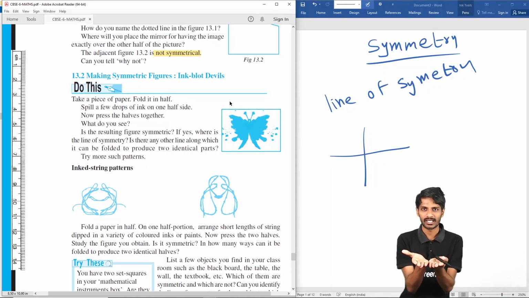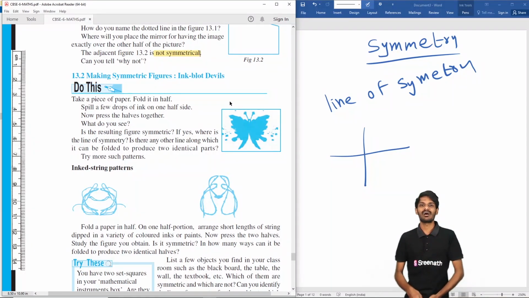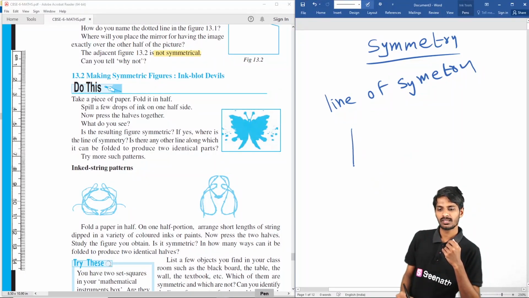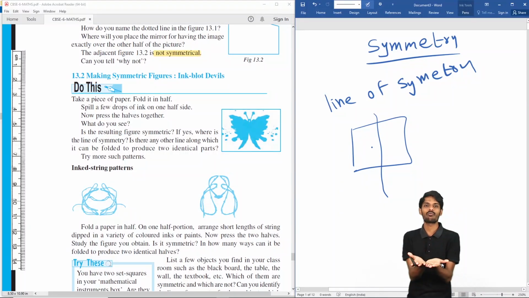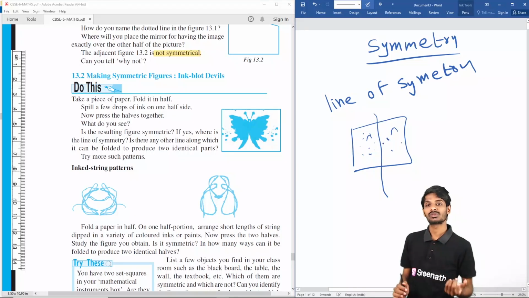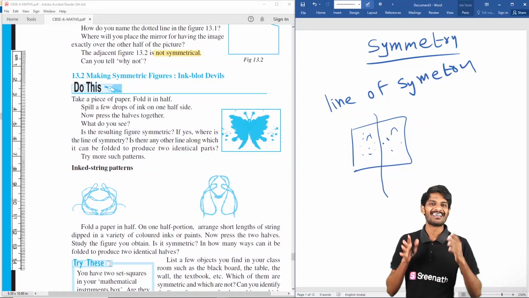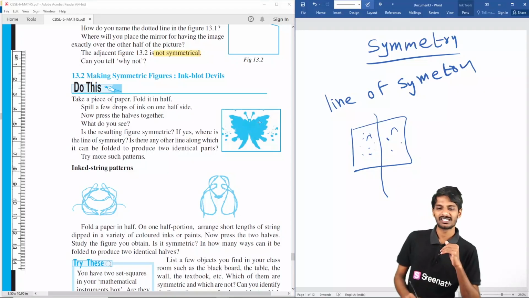Now open the foldings and observe. Along the folding line, you will see the symmetry. Suppose this is the paper and you have folded along this line, and then unfolded it. You see the ink on this area and the ink on this area, both are the same. The pattern is the same. The image is the same. So it is called symmetry. Okay, students, in this picture, the inked dots come out like a devil. This is just a funny thing.